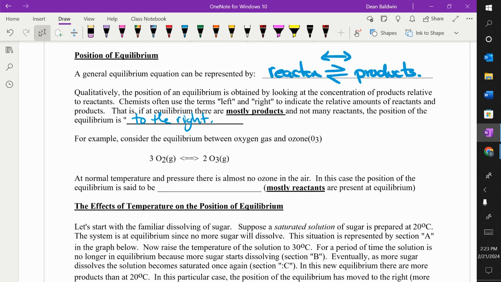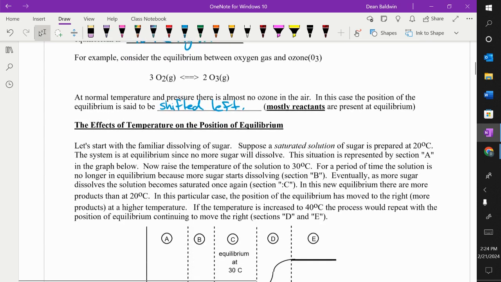So if you have the equation, 3 molecules of oxygen gas can decompose into 2 molecules of ozone. Which way do you think this reaction is shifted mostly at room temperature? Do we have more oxygen or do we have more ozone in this room? So this equilibrium is shifted left. In fact, you would say it's probably far to the left.